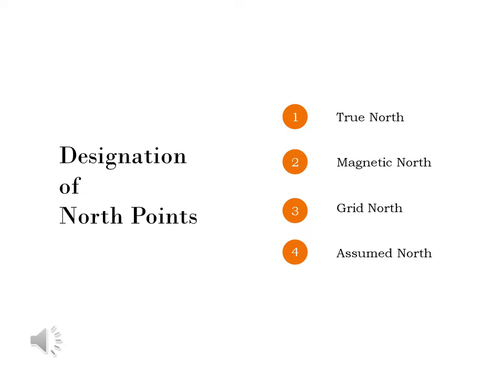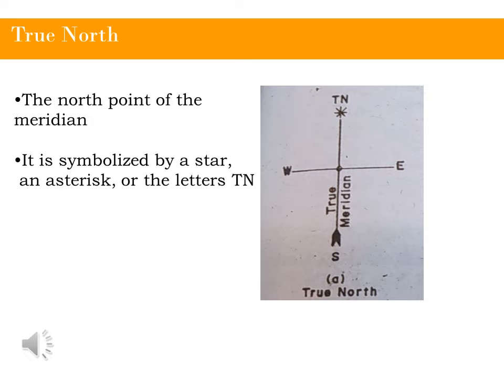In defining direction, there is always a starting or reference point. True north is the north point of the true meridians and it is symbolized by a star, an asterisk, or the letters TN.